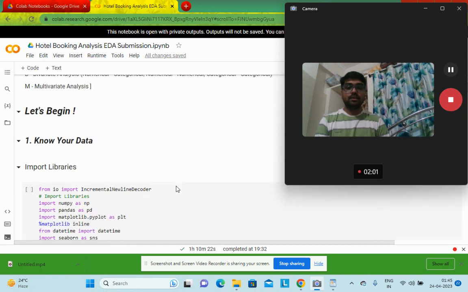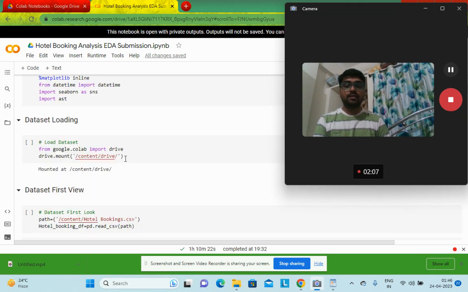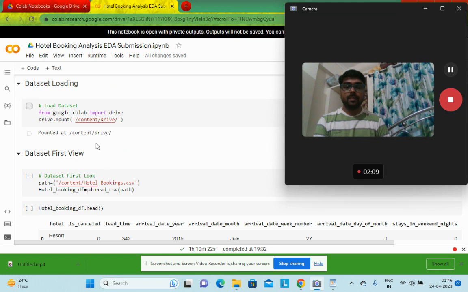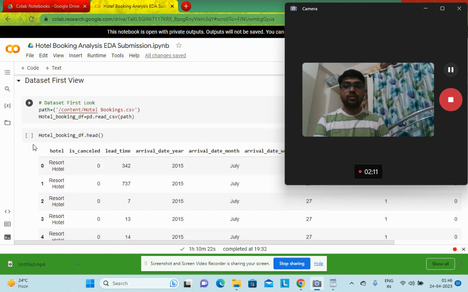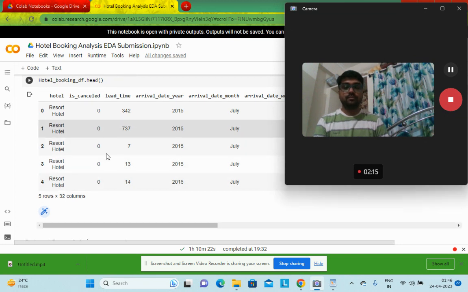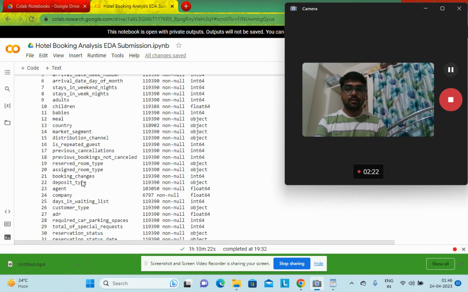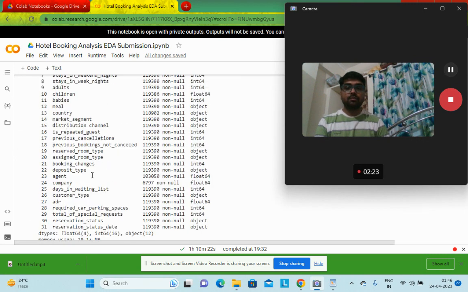Next, these are the packages which I have imported from the Python library. Then I have loaded the dataset and started with sample checking. These are the top 5 rows of the data. Next, I have checked the number of rows and columns. Then I have also checked the information types of each column.